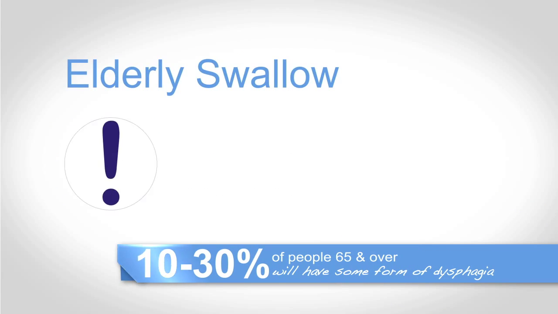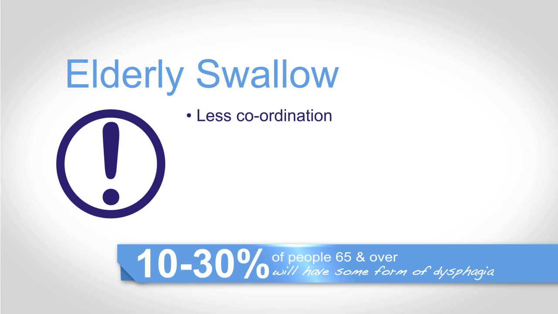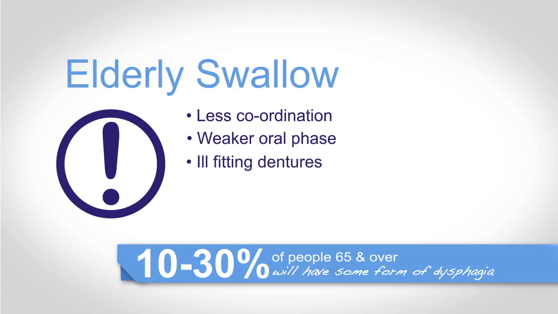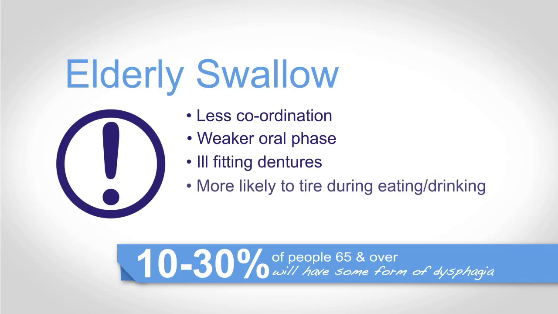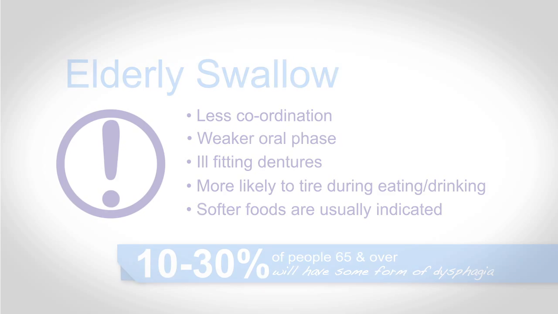A normal elderly swallow is characterised by less coordination, a weaker oral phase, and problems caused by ill-fitting dentures. An elderly person is more likely to tire during eating or drinking, and softer foods are usually indicated.